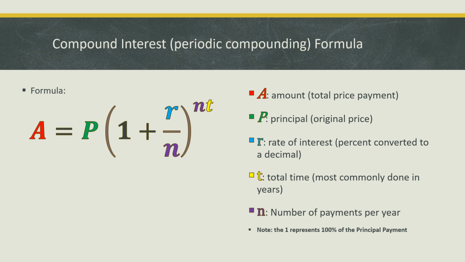Something else to note with that is the fact that the 1 really just stands for 100% of your principal payment. The reason for that is that when you are adding all of this stuff up, it's considering the fact that you are taking the original payment and the percentage over how many times you're paying it. So it's really just saying 100% and the extra percentage of your initial price multiplied by the exponential amount of how many payments you're making in a year. So let's take a look at that example again.